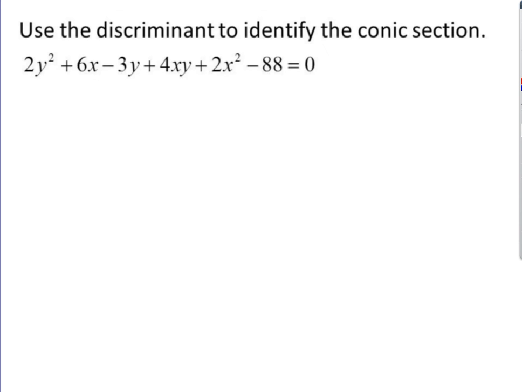In this case, we're going to look for our a value first. Our a value is in front of your x squared, so a is 2. Remember, the b value is in front of xy, so in this case we do have a b value and it's 4. And our c value is what's in front of the y squared, which is 2.